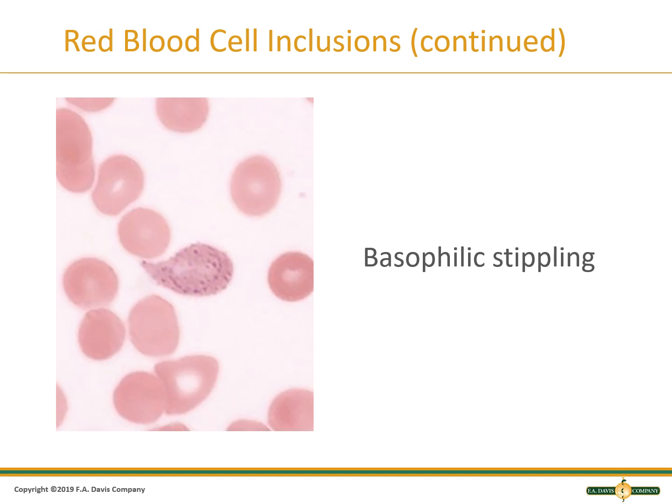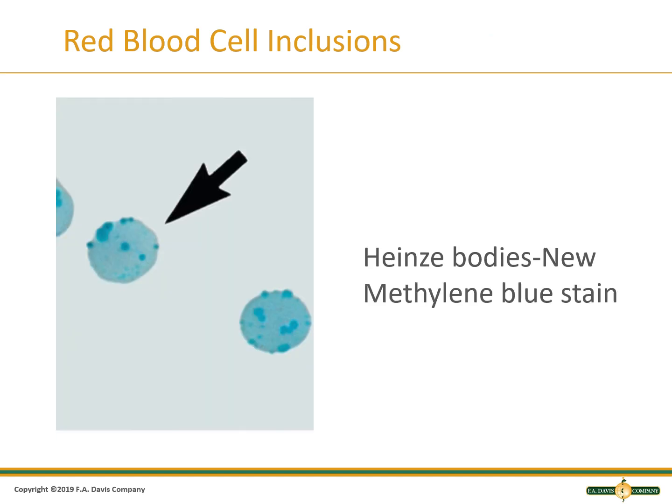Here is an example of the basophilic stippling, and you can see where it's teeny tiny little dots. Some are larger than others throughout the red blood cell. It's a purplish pink color, not quite as purple as the Howell-Jolly bodies, but they have more of a purple tint than a pink tint. As we talked about earlier with the new methylene blue stain, this is an example of that, showing you what Heinz bodies look like on the new methylene blue stain.